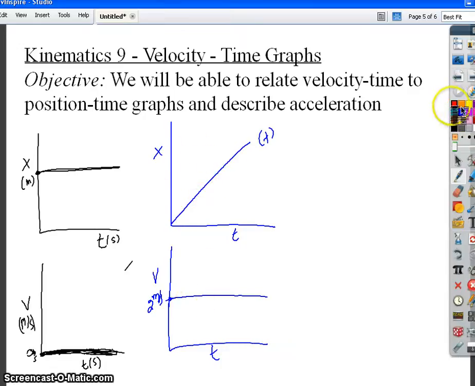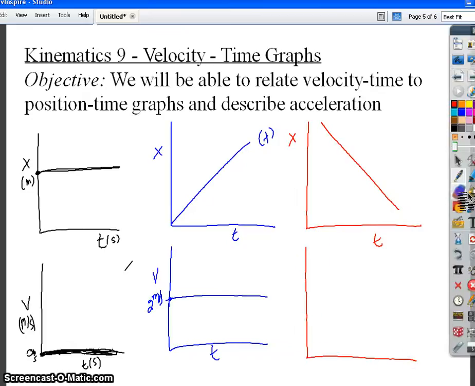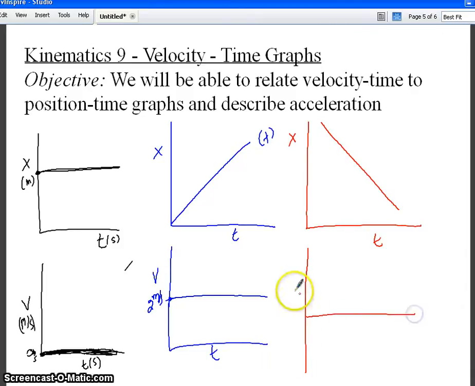Okay? And vice versa, if I had a negative sloping line, excuse me, if I had a negative sloping line, I would have a constant negative velocity.